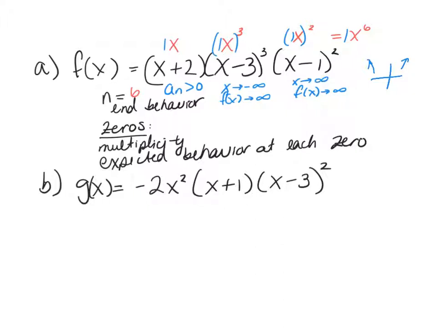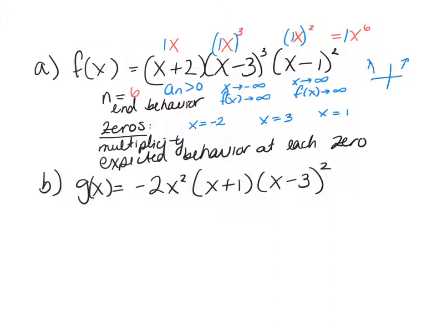Now my zeros come from the factors. I'm going to set each one of my factors equal to 0. So I set the first factor equal to 0, and I get x is equal to negative 2. I set my second factor equal to 0, and I get x is equal to 3, and my last one, x is equal to 1.